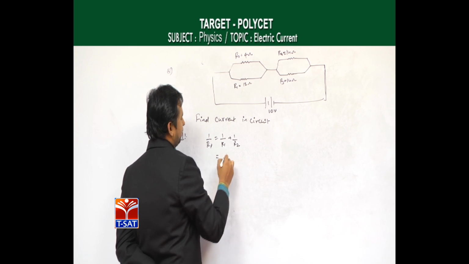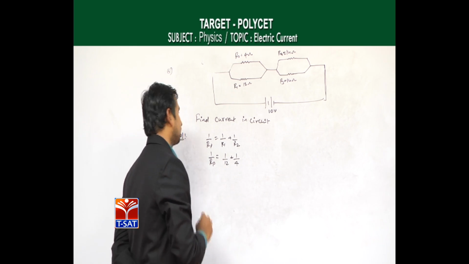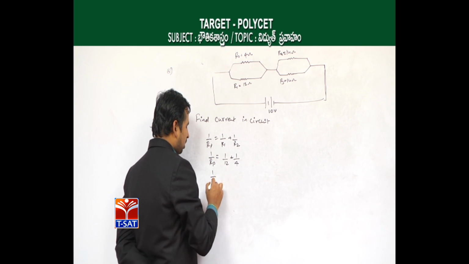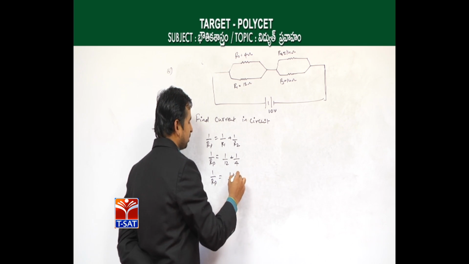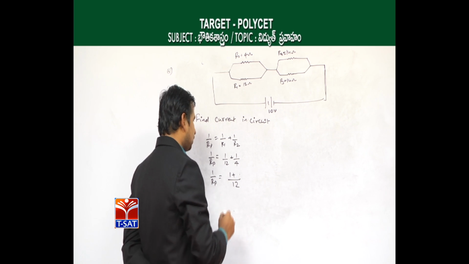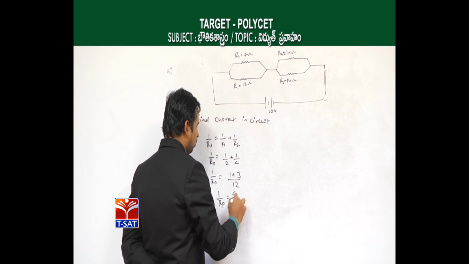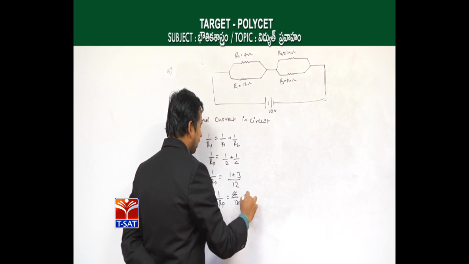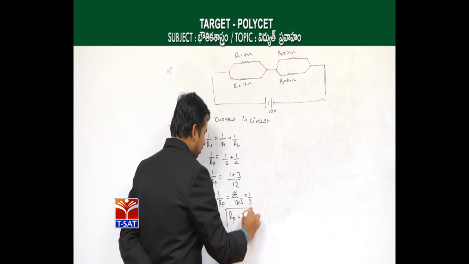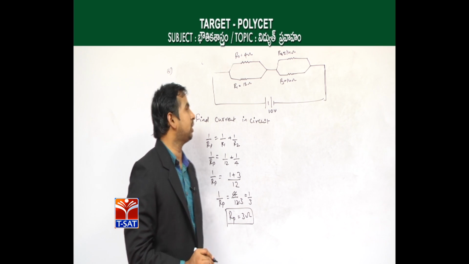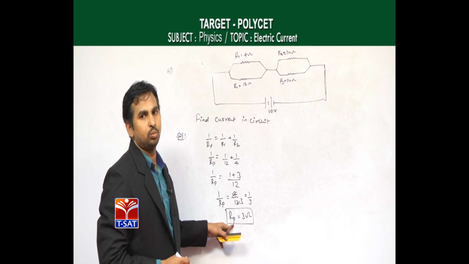Then 1 by Rp is equal to 1 by 12 plus 1 by 4. If you take the LCM, 12, it becomes (1 plus 3) by 12. Finally it becomes 1 by Rp is equal to 4 by 12, that is, 1 by Rp becomes 1 by 3, so the Rp value here is 3 ohms. So when 4 ohms and 12 ohms are connected in parallel, the final resistance we get is 3 ohms.